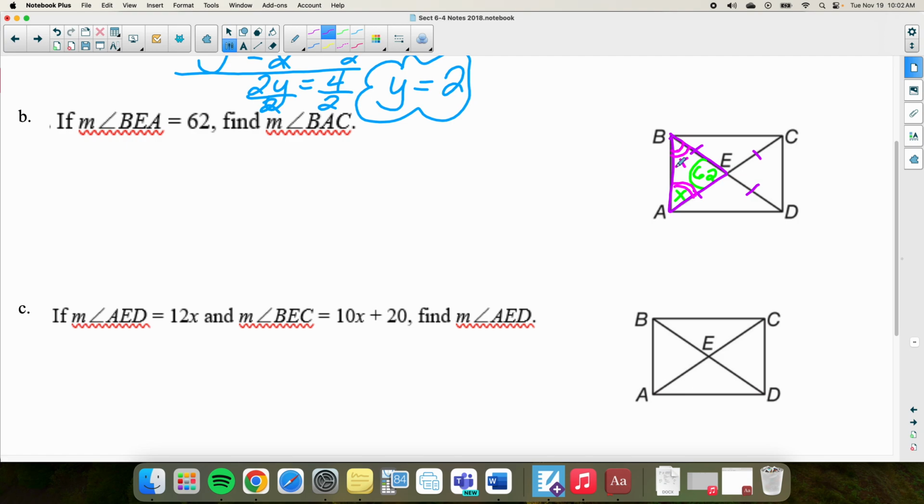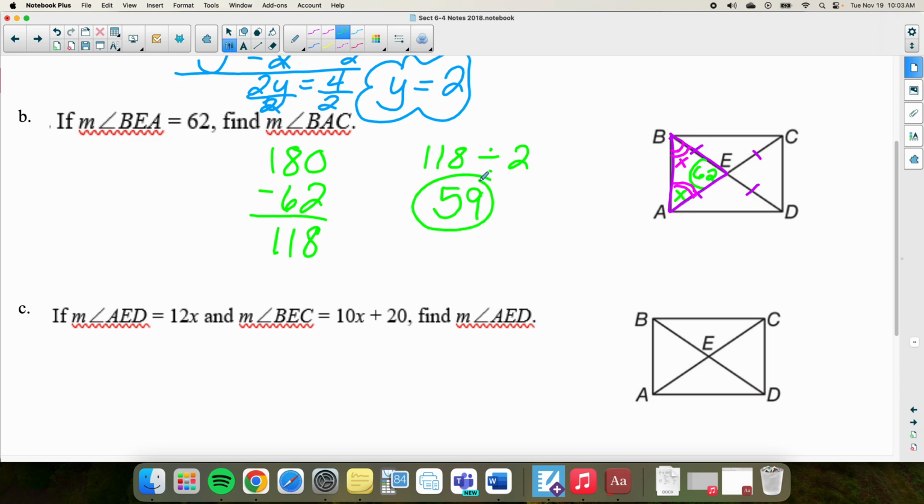Now, could I find those if I know one of the angles? Do you remember how we did that? Yep, you could go 180, very good, minus 62, and that gives you what the two angles add up to. And then if you take the 118 divided by 2, that would give you 59, and that's what each of those would be.